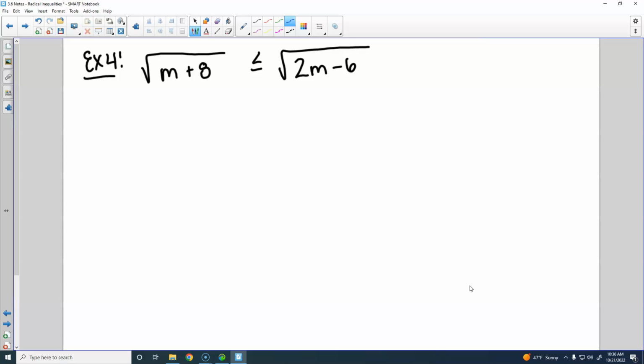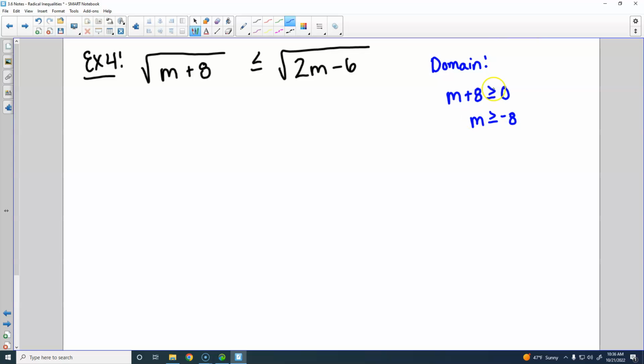Okay, so we've got the square root of m plus 8 is less than or equal to the square root of 2m minus 6. So this time I have two separate square roots, so I've got two things to consider for my domain. Because I cannot have negatives under either one of those square roots and this still be true. So I know that m plus 8 has to be greater than or equal to 0. And if I solve that, that tells me that m has to be greater than or equal to negative 8.